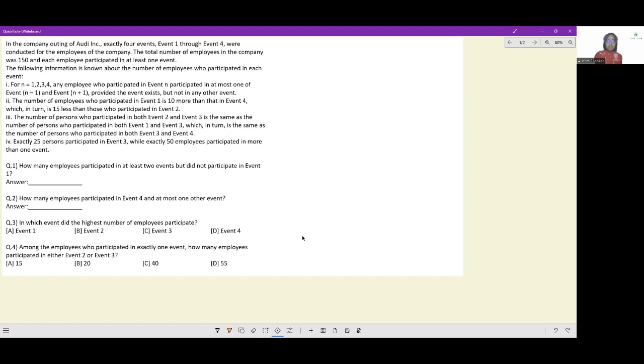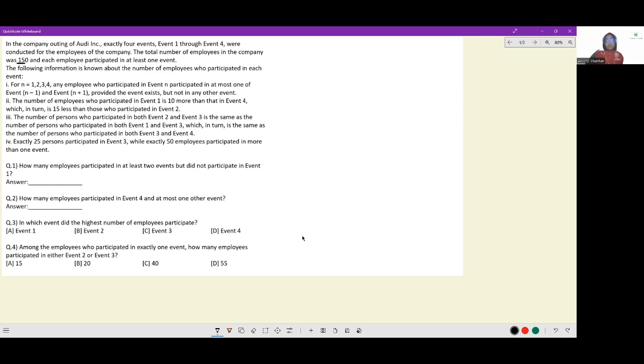Let's look at this question. In the company outing of Audi Incorporated, exactly 4 events, events 1 to event 4, were conducted for employees of the company. The total number of employees in the company was 150, and each employee participated in at least one event. So all the 150 employees have participated in at least one event.